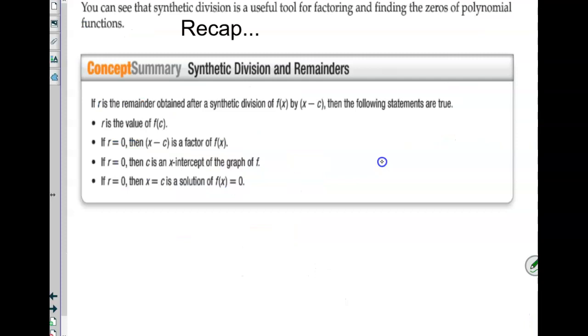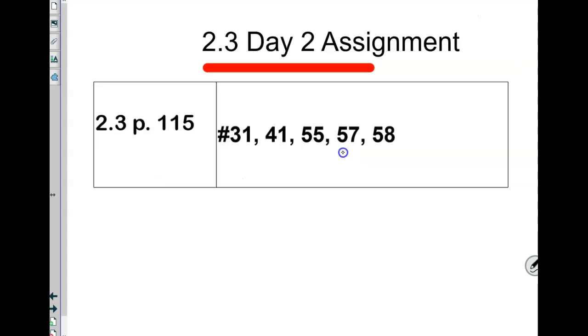All right, recapping what we did today. The remainder theorem says that if you want to find if this is a factor, you can plug it in, and if you get out a 0, then it's a factor. If you divide and you get 0 as the remainder, it's a factor. If you plug it in and you look at the graph, it will be an x-intercept. That will make it a factor. If the remainder is 0, and you set the whole equation equal to 0, that is also one of the solutions.